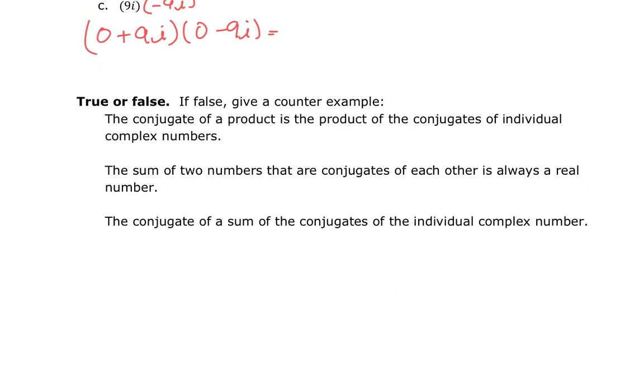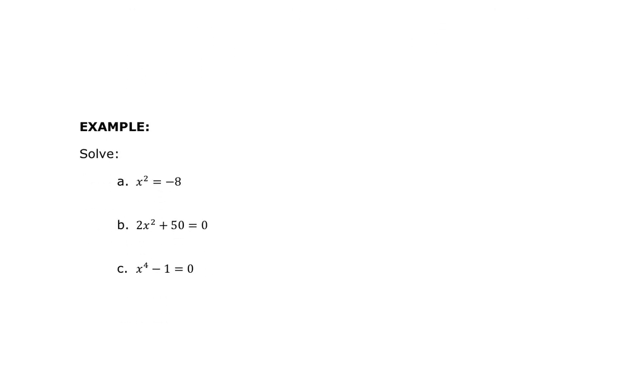True or false, or give a counter example. The conjugate of a product is the product of the conjugates of the individual complex numbers. Let you think about that. The sum of two numbers that are conjugates of each other is always a real number. So if you add two conjugates together, is it always a real number? And the conjugate of the sum is the sum of the conjugates of the individual complex numbers. So those are all things I want you to do, true or false, or give counter examples.